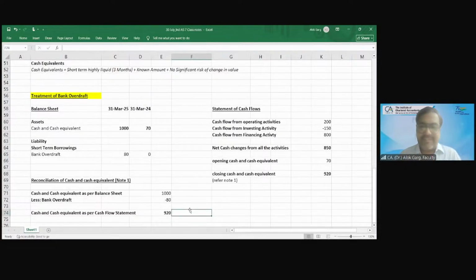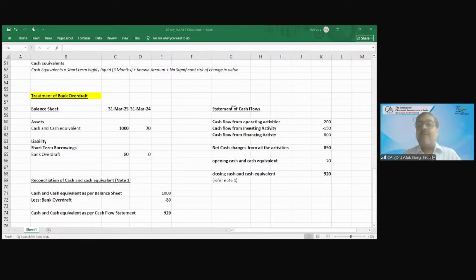Now I am asking a question. Can the cash and cash equivalent be negative in your balance sheet? Yes, sir. How? Because of OD, sir. Again I am repeating my question. Can cash and cash equivalent be negative in your balance sheet? No, sir. Cash and cash equivalent can never be negative in the balance sheet.